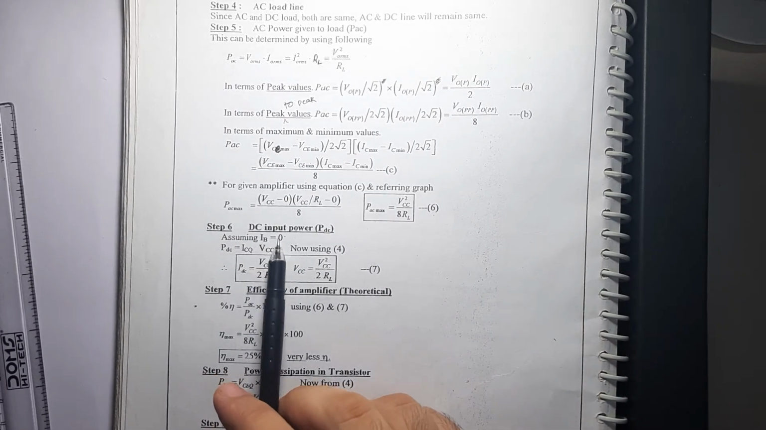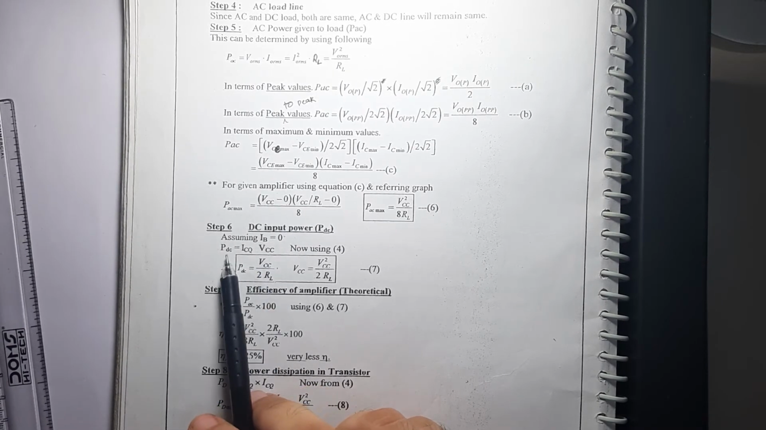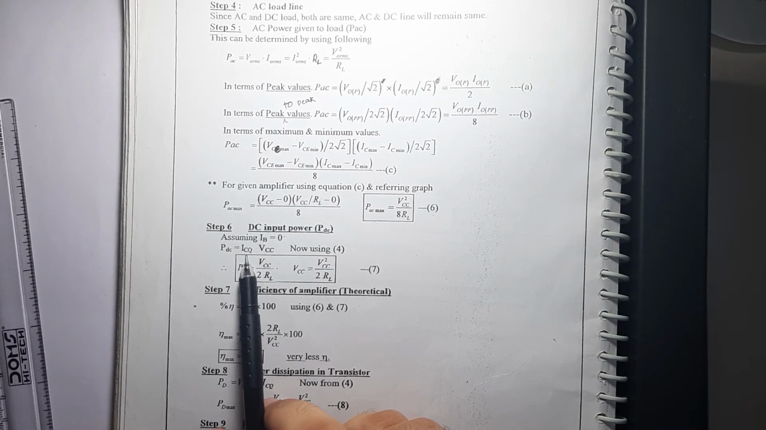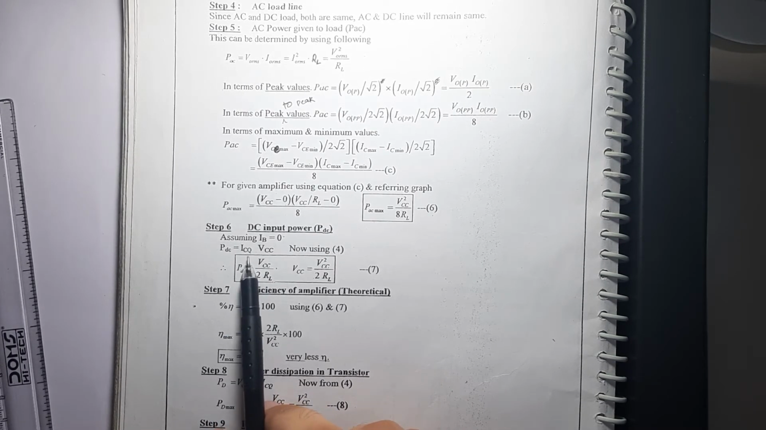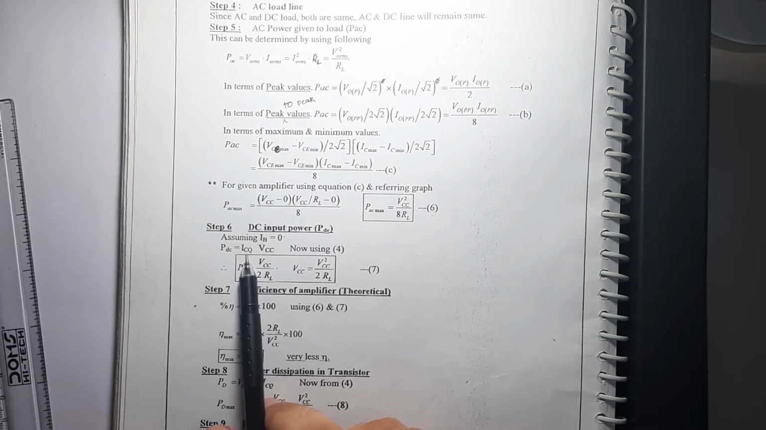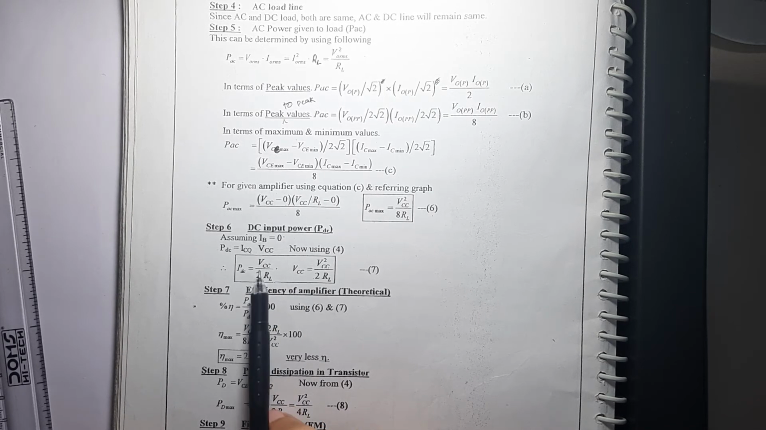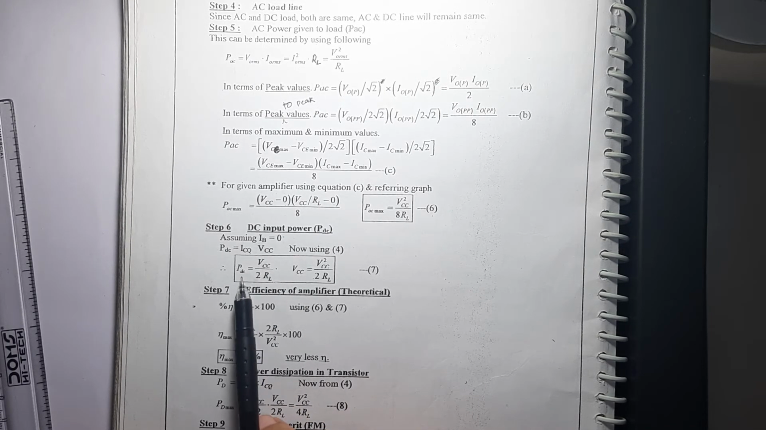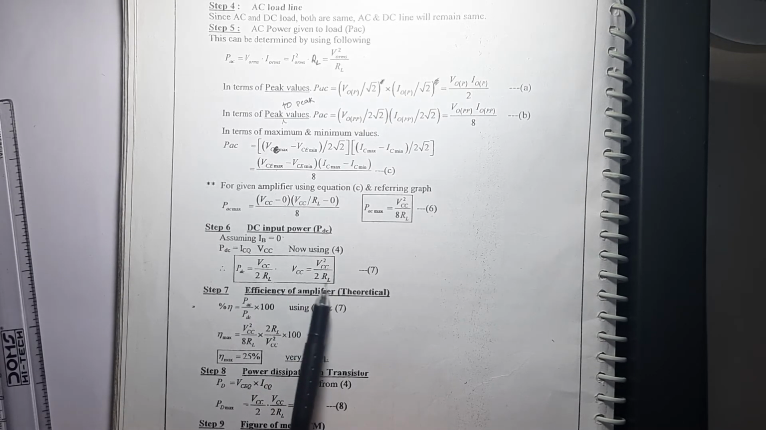Now DC input power, assuming that my input current IB is very small, in microamps, or I am assuming it to be 0, therefore my DC power is given by ICQ into VCC. Now I have the formula for ICQ. If you remember from the graph, it was nothing but VCC by twice of RL. So your DC input power becomes VCC square by twice of RL.